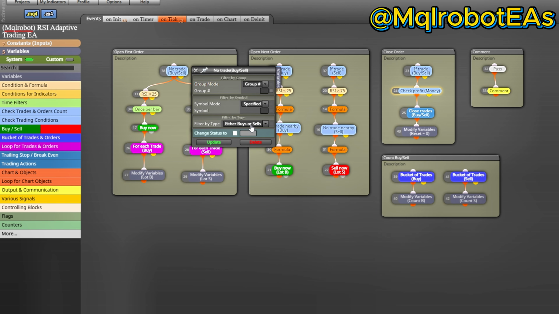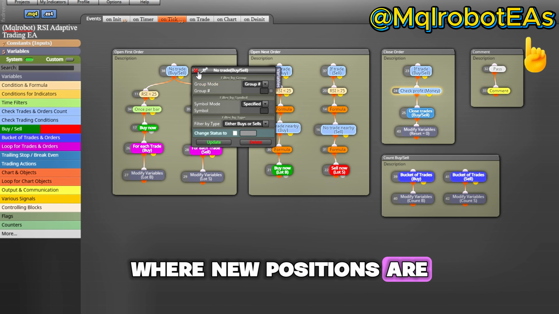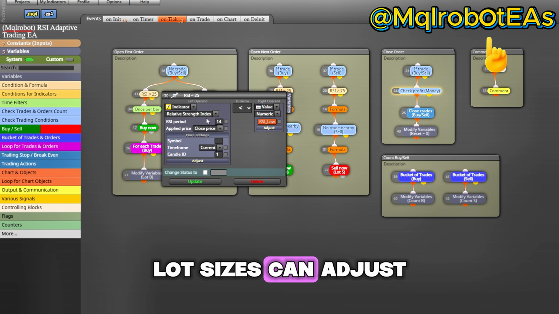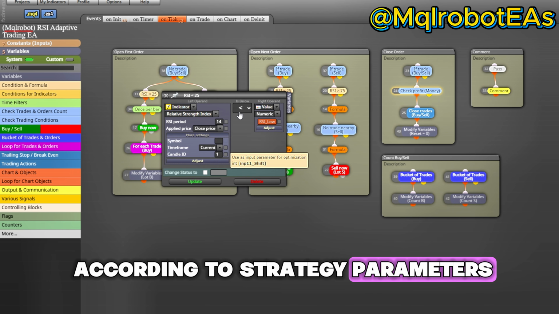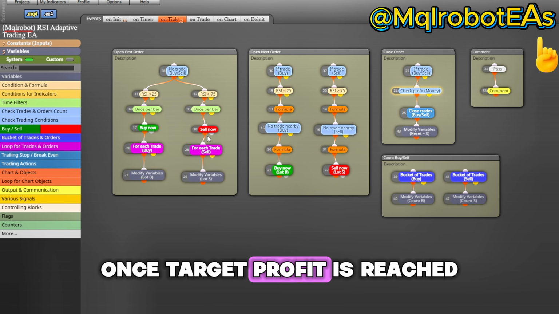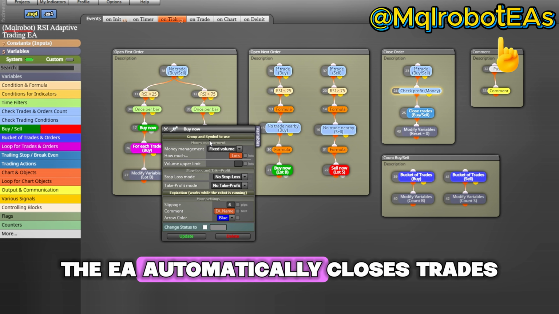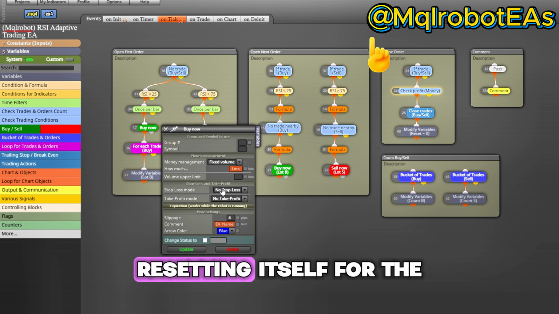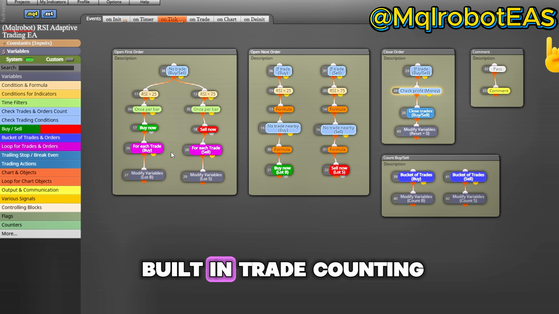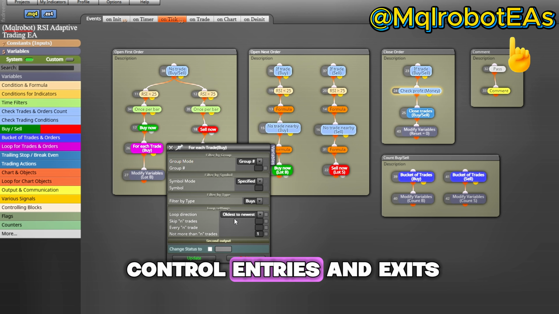grid structure. The system uses a grid expansion model, where new positions are opened dynamically based on distance and market structure. Lot sizes can adjust according to strategy parameters, helping manage exposure and optimize profitability. Once target profit is reached, or if RSI returns to neutral levels, the EA automatically closes trades, resetting itself for the next cycle. Additionally, the EA includes built-in trade counting, profit monitoring, and conditional logic to control entries and exits.